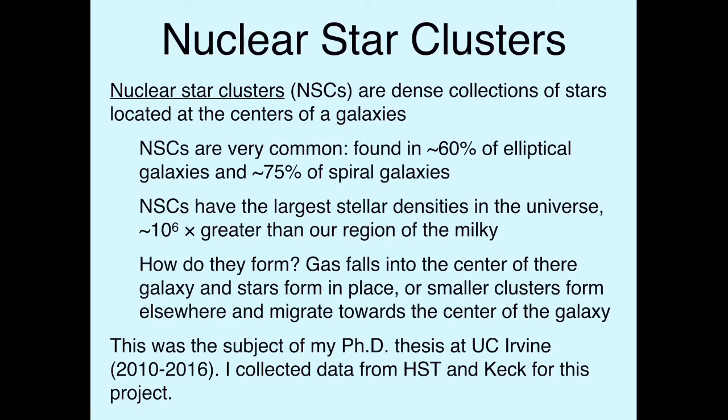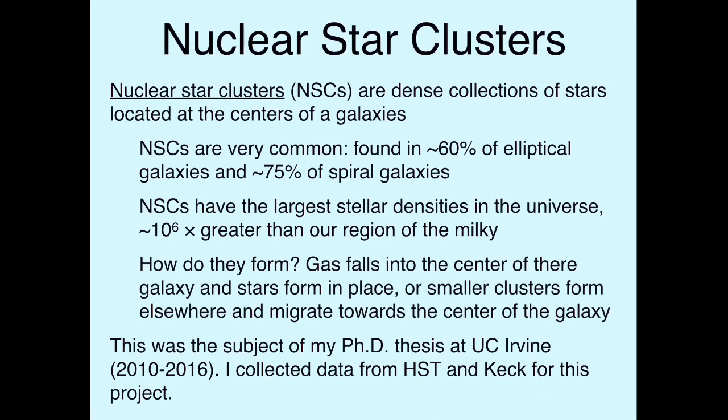About 60% of elliptical galaxies have a nuclear star cluster at the center, and about 75% of spiral galaxies have a nuclear star cluster at their center. The Milky Way galaxy, the galaxy we live in, has a nuclear star cluster at its center. So these are very common objects. And my project was basically to study what their properties are.